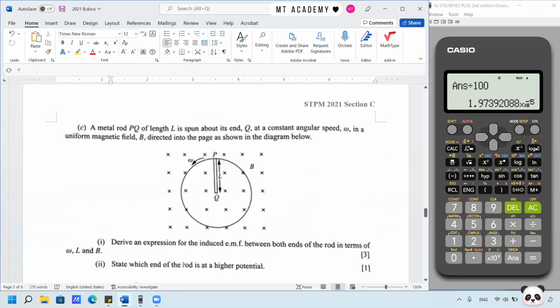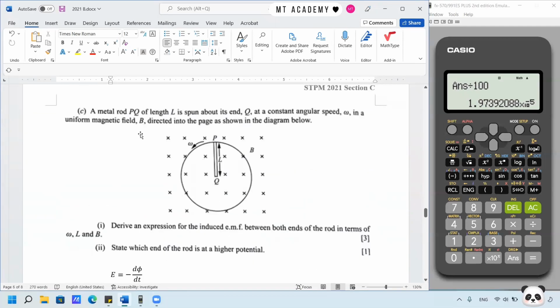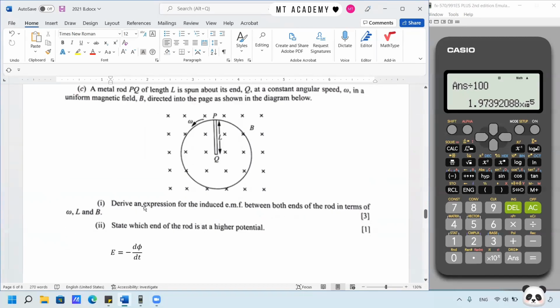So we proceed to part C. A metal rod PQ of length L is spun, which means it is fixed at one end and allowed to rotate, about its end Q at a constant angular speed ω in a uniform magnetic field B directed into the page. Derive an expression for the induced EMF between both ends of the rod in terms of ω, L, and B. Here we need to derive the induced EMF, and we can also start from Faraday's law.